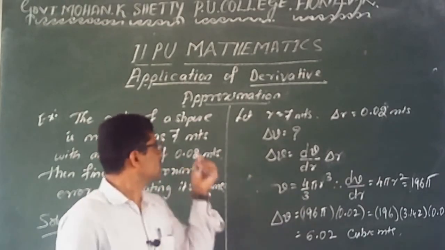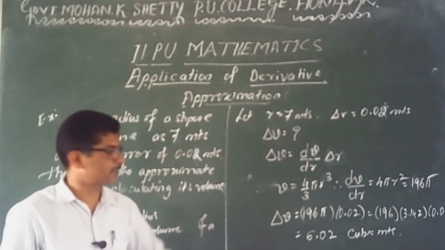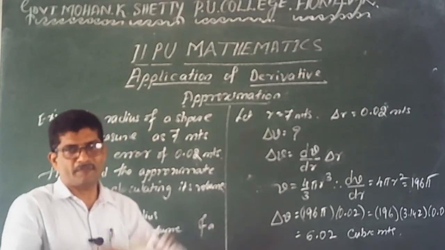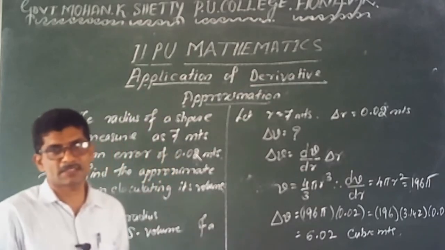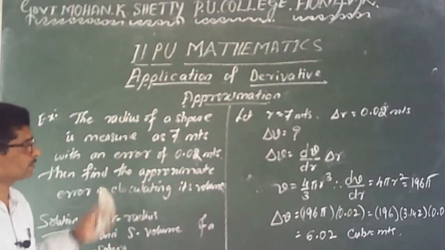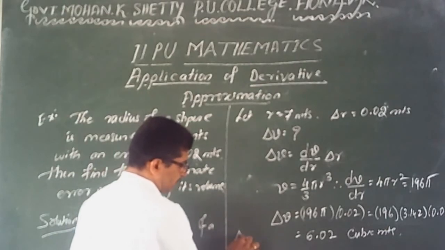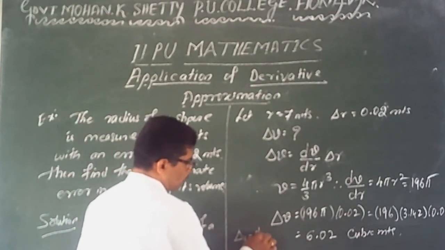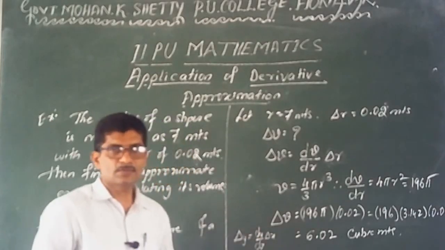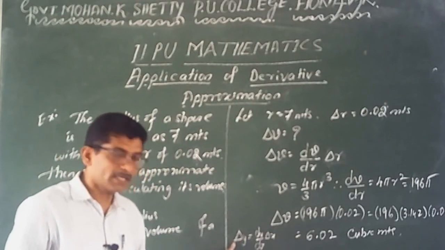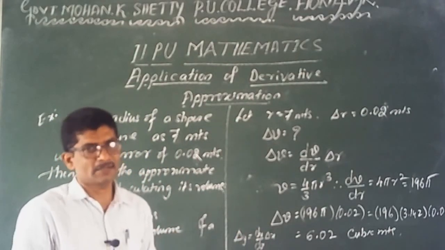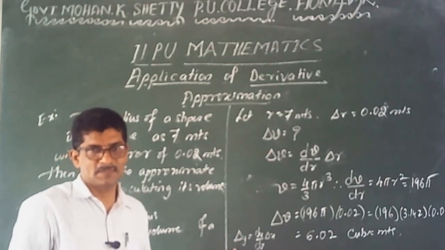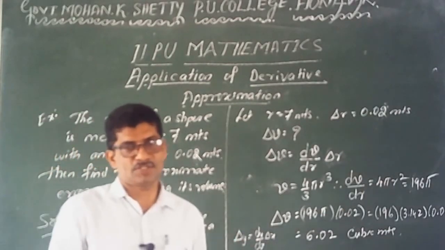Now a 0.02 meter error makes a very big difference, 6.02 cubic meters. These are using the calculating error. Here using the formula delta y is equal to dy upon dx, the rate of change of y with respect to x into the change of x. The change of y depends on this. That is, x is changing very little, but the change in y is a big value. This is the approximation.